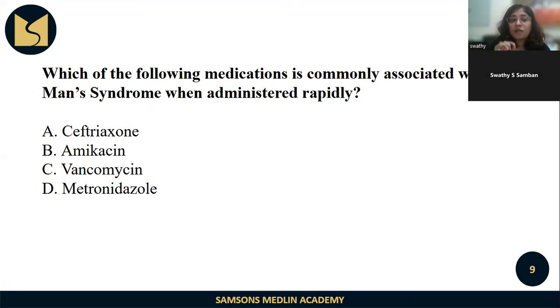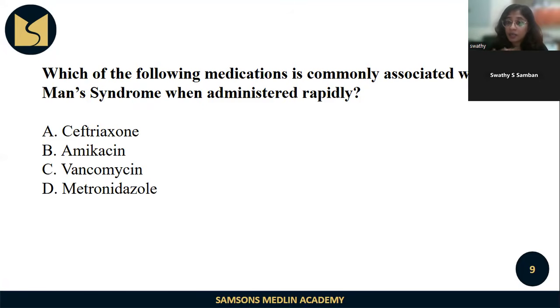Which of the following medications is commonly associated with red man's syndrome when administered rapidly? We are given four options. Option A is ceftriaxone, option B is amikacin, option C is vancomycin, and option D is metronidazole. So red man syndrome, always remember it's option C, it's vancomycin.